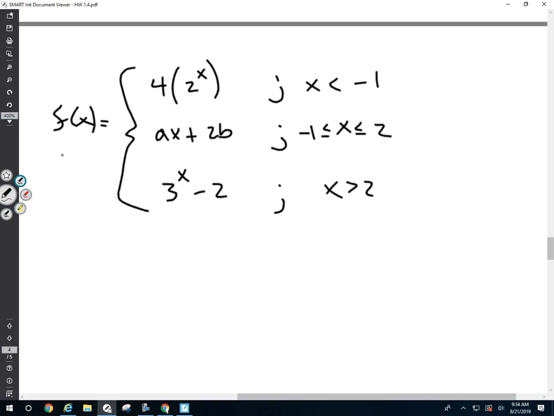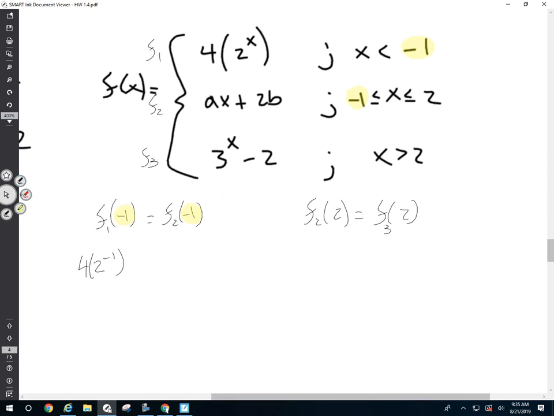Let's say this is the first, second, third. First piece needs to meet up with the second piece at negative 1. Second piece needs to meet up with the third piece at 2. Now, when I plug in negative 1 into my first piece, let's make sure we remember what to do with a negative exponent.